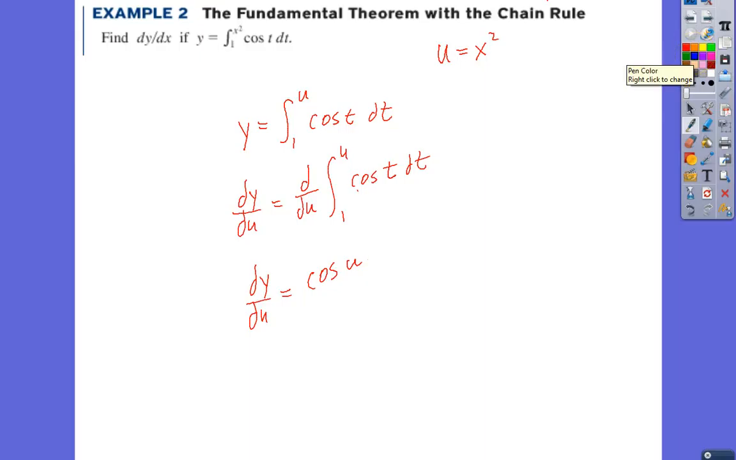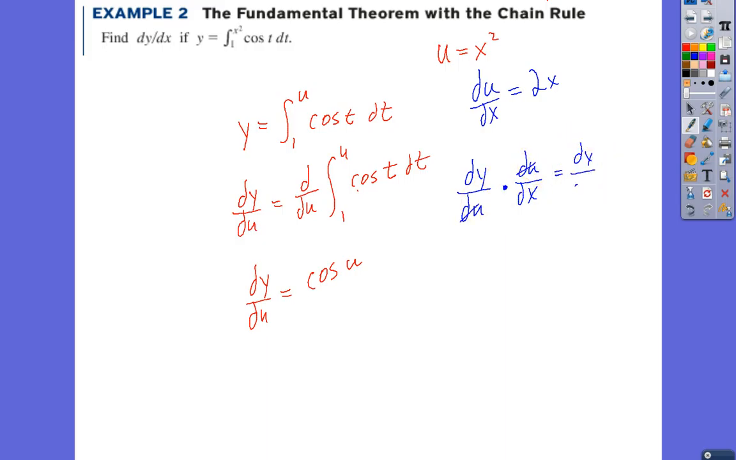If I take the derivative of u with respect to x, I get du/dx is equal to 2x. And there's something else I notice. Remember when I told you that you can't multiply these? What I notice is that if I treat them like multiples, and I take dy/du and multiply it by du/dx, the du's cancel, and I end up with dy/dx.